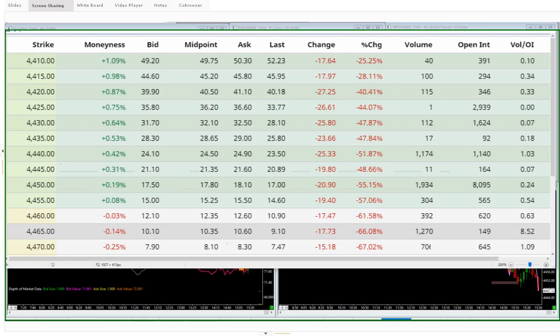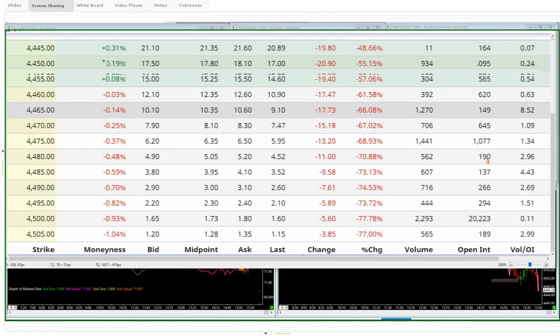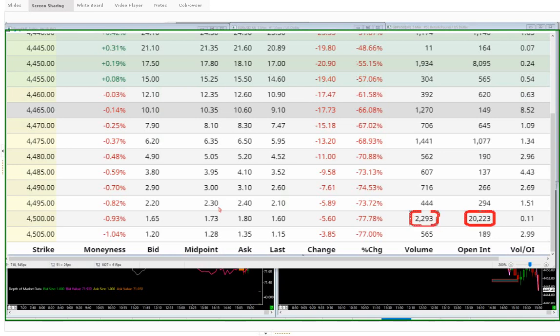These are the monthlies that expire tomorrow. Take a look, you've got the open interest. The numbers we're looking for are these two numbers here, the volume and the open interest. If you look at the open interest, take a look at the biggest open interest we've got. Look at the size of that volume. Do you see the number?